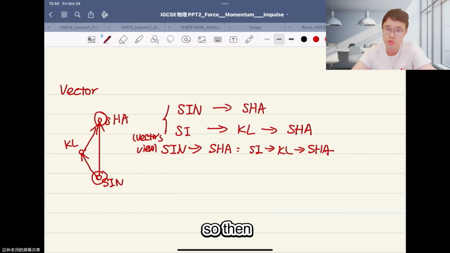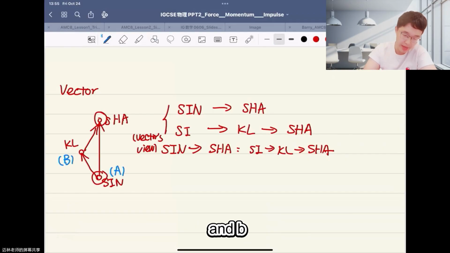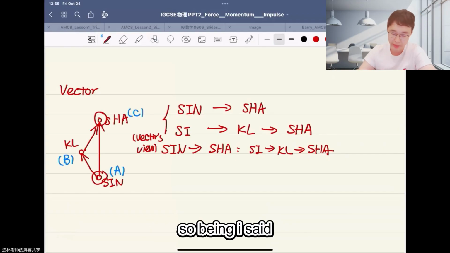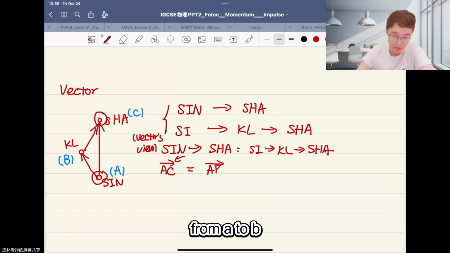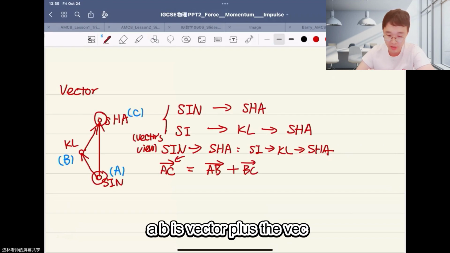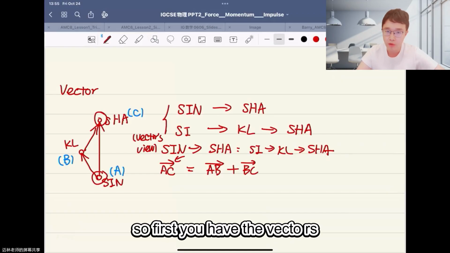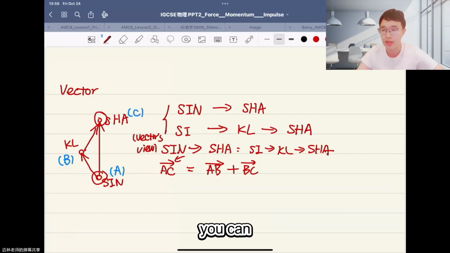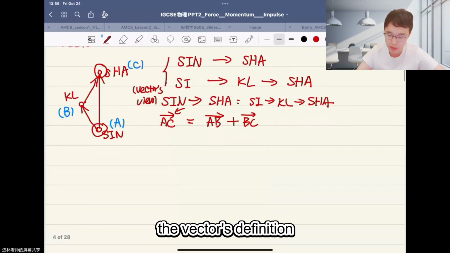Okay, so then if we just use the letters A, B and C to represent the three cities, we can say, just from A to C, we can use an arrow on top to represent the vector, and it equals the vector from A to B, AB, plus the vector from B to C. Okay, this is what vectors mean here. So first, you have the vectors and you can make an addition with them. And secondly, you can use them for forces. As we know, force is also a vector. So here, let's have a little discussion about the vector's definition, okay?